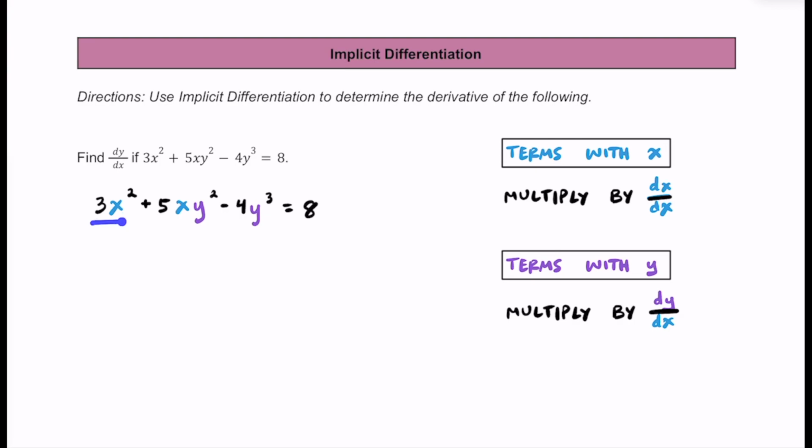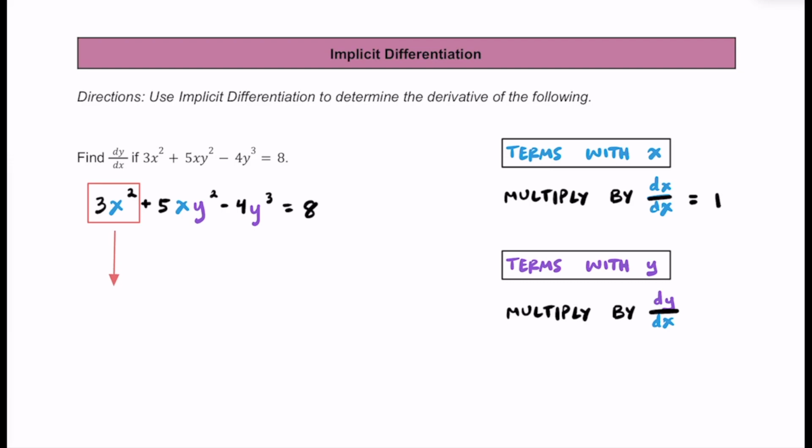So notice this first term has an x in it, so we'll have to multiply the derivative by dx over dx. This term has x and y, so we're going to have to multiply it by dx over dx and dy over dx. And this term over here has a y in it, so we will have to multiply it by dy/dx when taking the derivative. This term over here doesn't have either, so we don't have to worry about it. Try not to think too much about this dx over dx because that's just equal to 1, so we're not going to really see that too much later on. For the sake of being as clear and consistent as possible for this video though, I'm going to be writing that dx over dx.